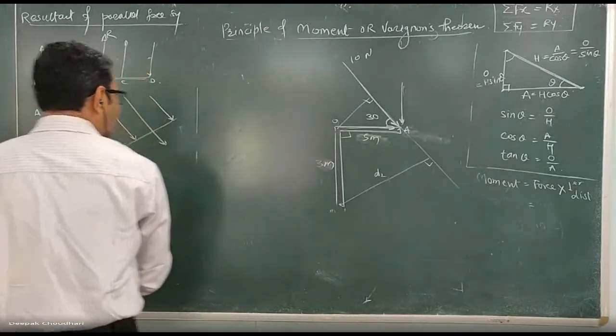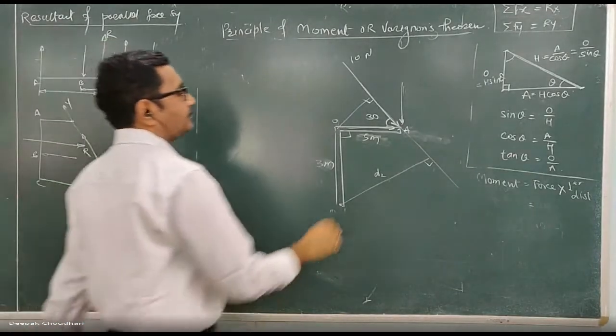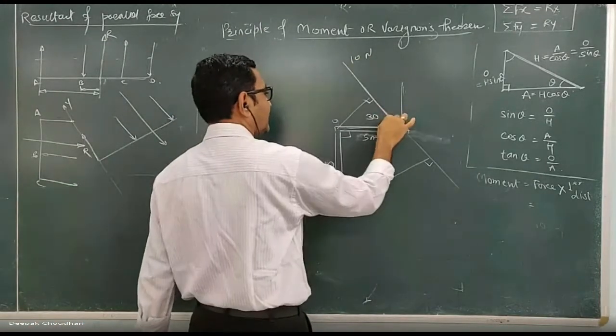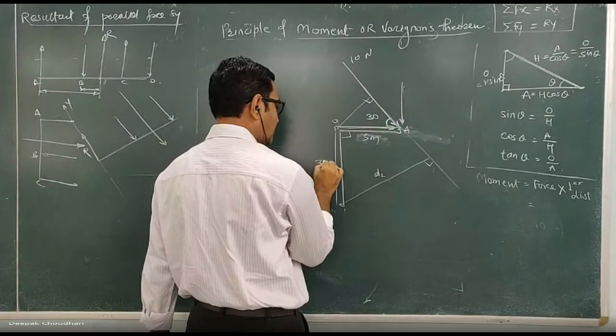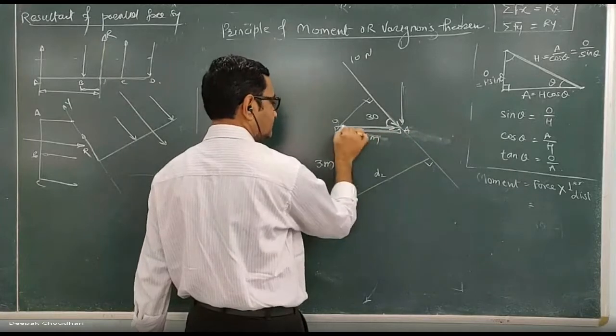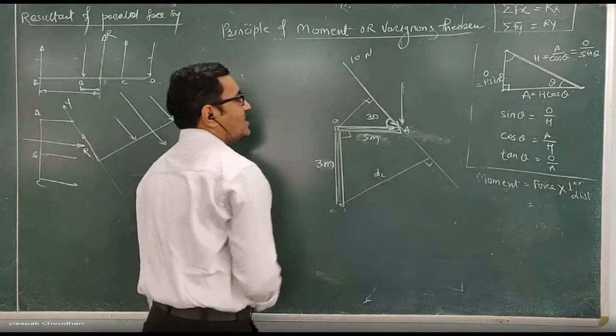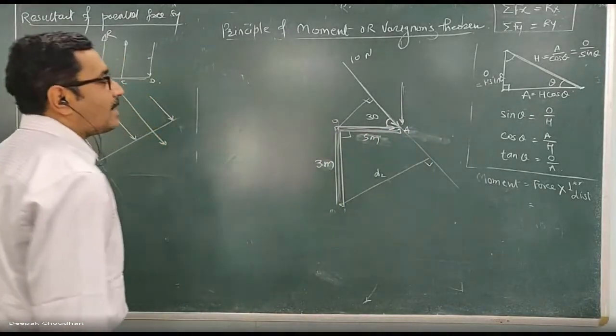This 10 Newton force is acting at point A, inclined at an angle of 30 degrees with the horizontal. This distance is 5 meter. This distance is, suppose, 3 meter. This is an L-shaped body. Now we have to calculate the moment of this force about different points.